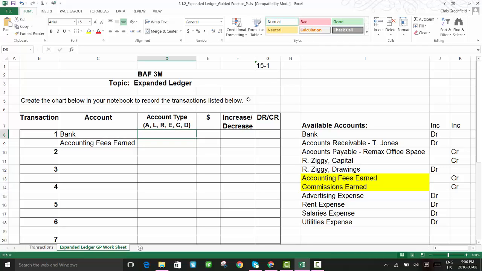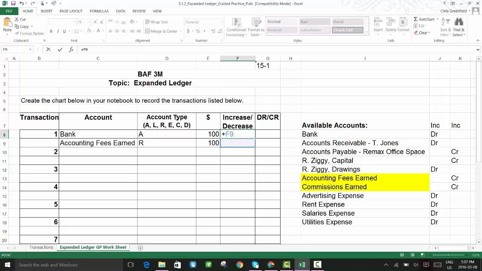Next thing we're going to do is decide what kind of account this is. In this case, bank is an asset account, accounting fees earned is revenue. Just reviewing, we have assets, liabilities, revenue and expense, capital, and drawings. So this is a revenue account. It represents money coming into the business, and as we noticed before, it's $100. Now the question is, do we have more or less of these things? We have more money now than we did before the transaction, so that's going to be a plus.